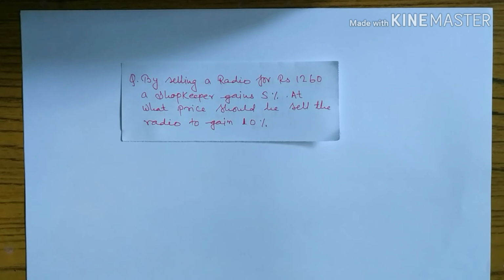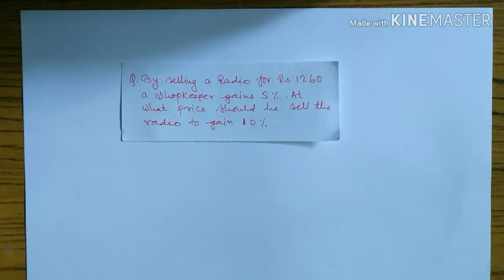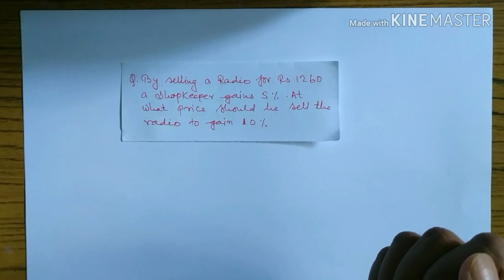Before finding the next one, first of all we have to find out the cost price. We have to find out at what price he purchased that radio, since he gained 5% on selling at rupees 1260.